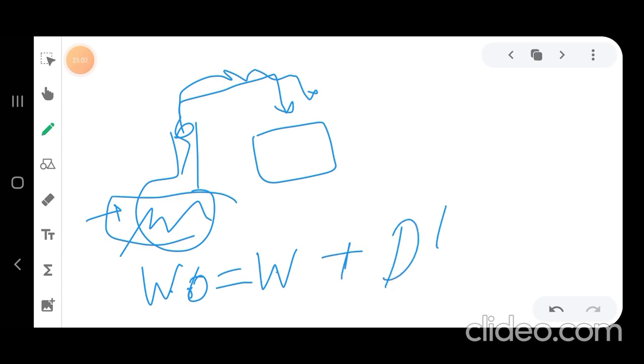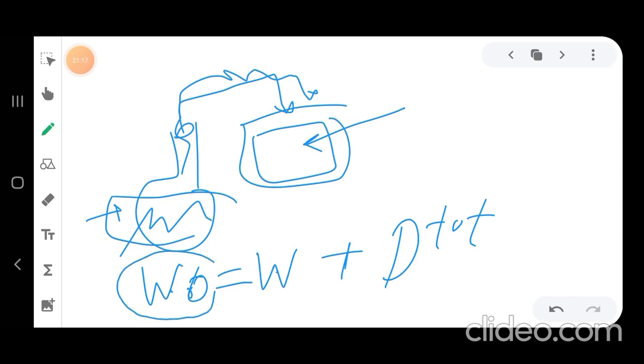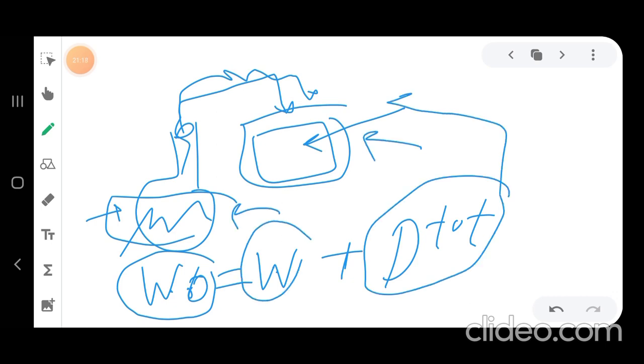What do we mean by D total? D total is the total amount that you collect here, which is a logical equation. If you start with a specific quantity W naught, after some time you will have some quantity left here and some quantity collected here. We call this D total, the total quantity collected. So it is not a rate, it is not like moles per second. No, it is just a quantity, moles, because we are dealing with batch, not continuous.